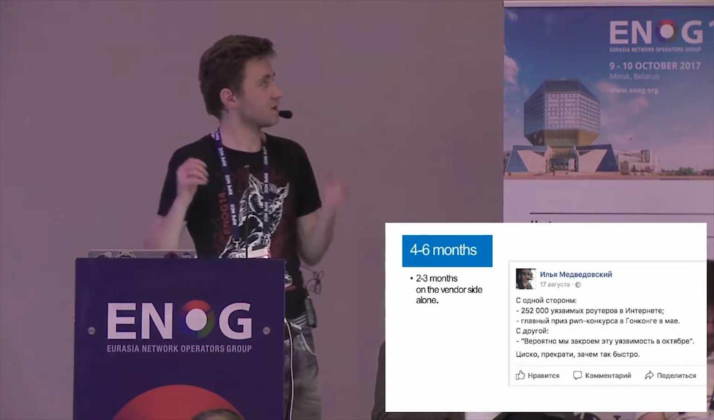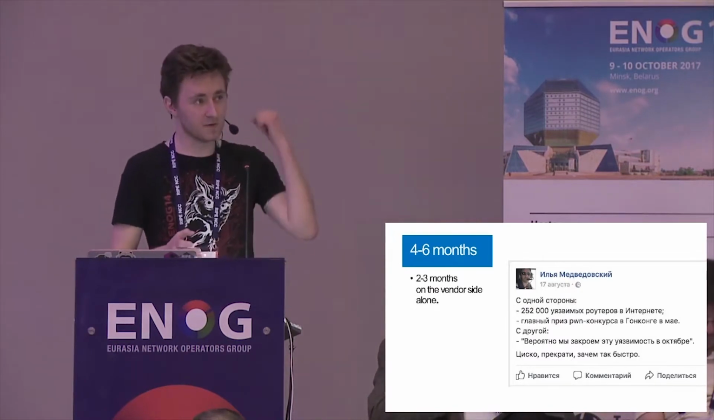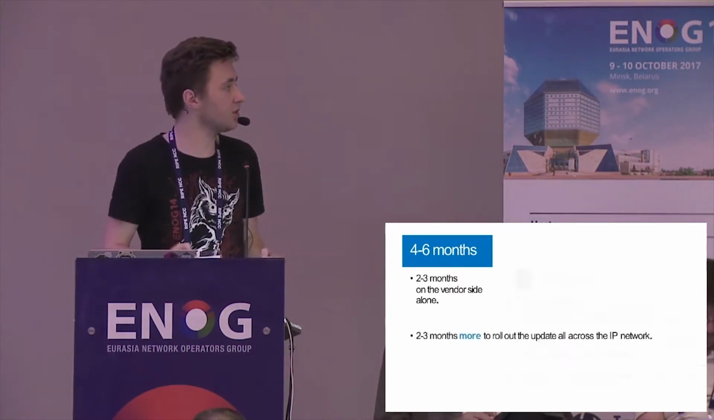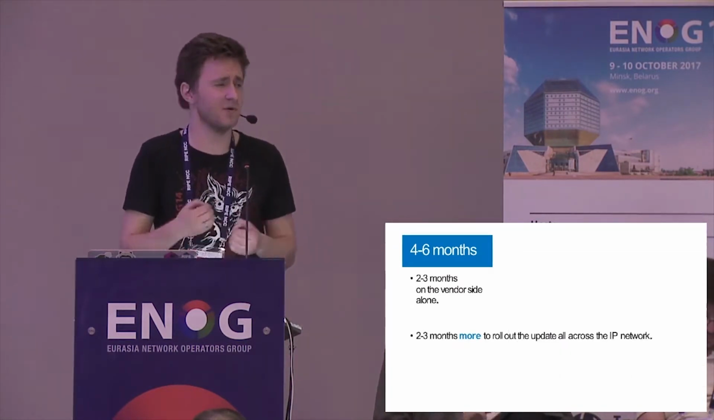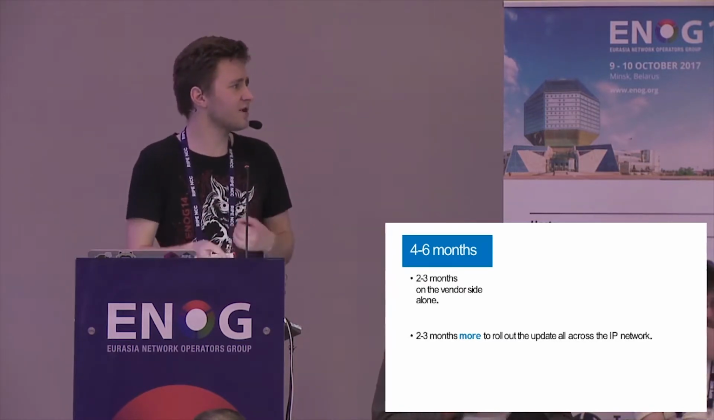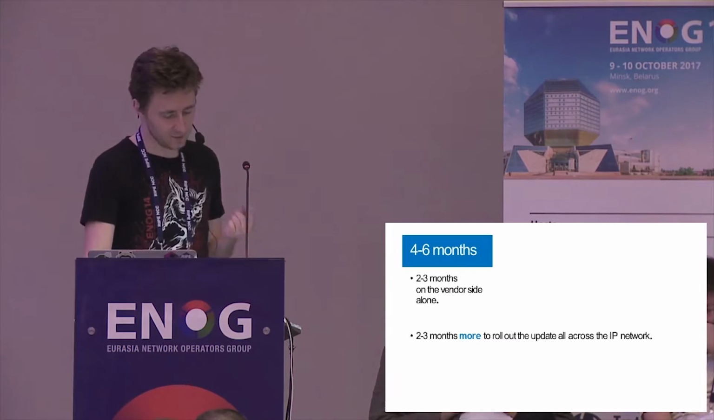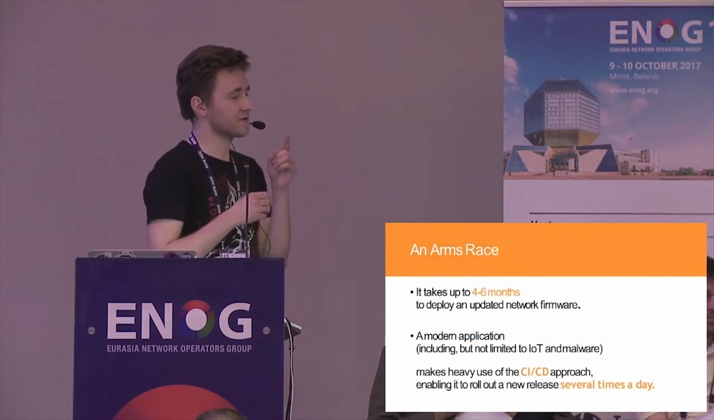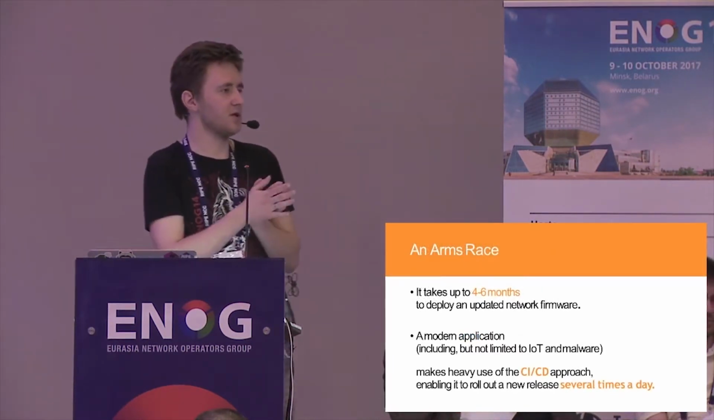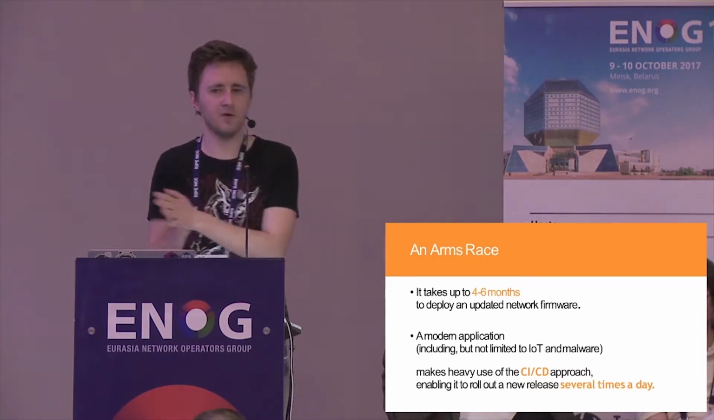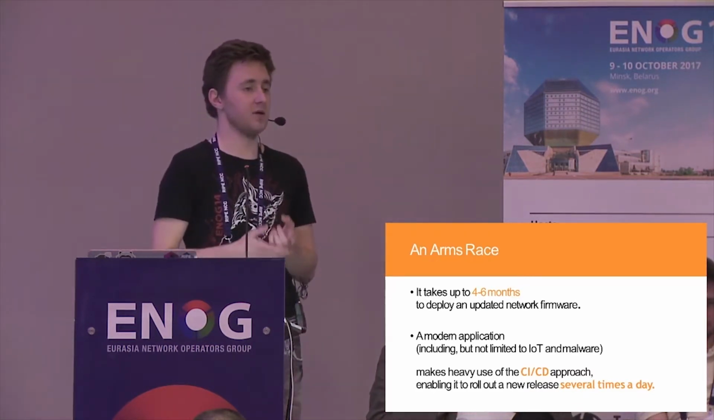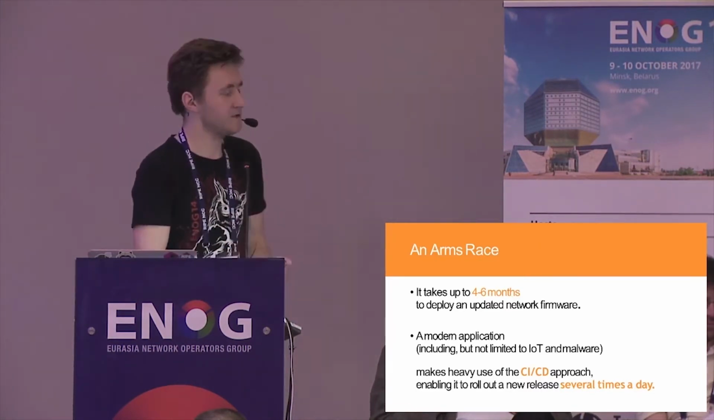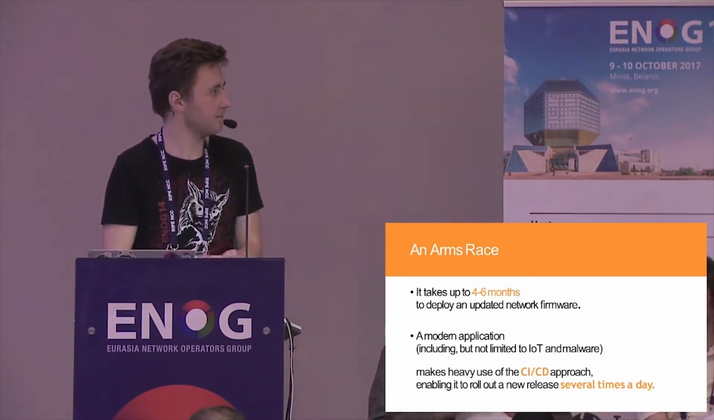For the next 2 to 3 months, in total it's 6 months, the rollout of the update happens all across the IP network, because the main task of the operator is to keep non-stop activity in the network. Then we have 4 to 6 months. In case we have a DPI solution, it needs to adapt to the evolution of the network to the 7th level: modern applications, gaming, voice over IP, IoT applications, and malware, of course.